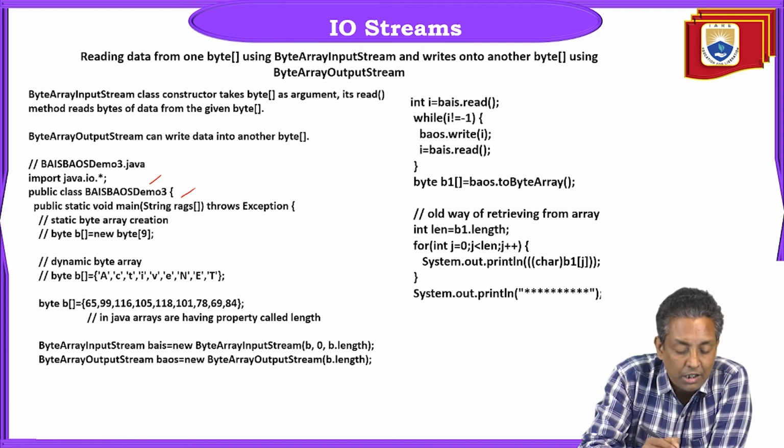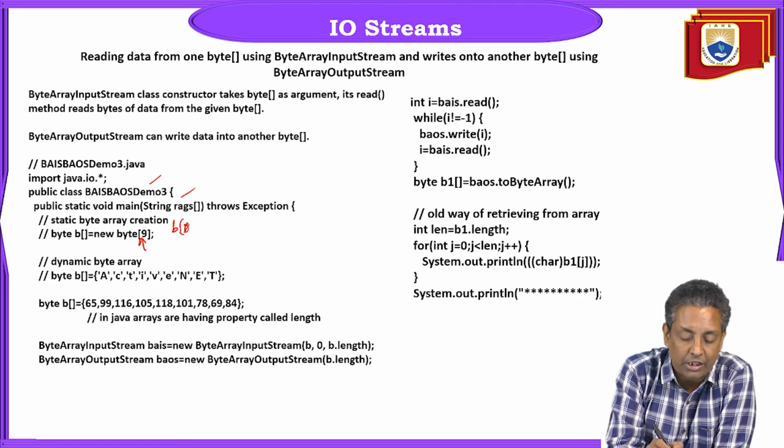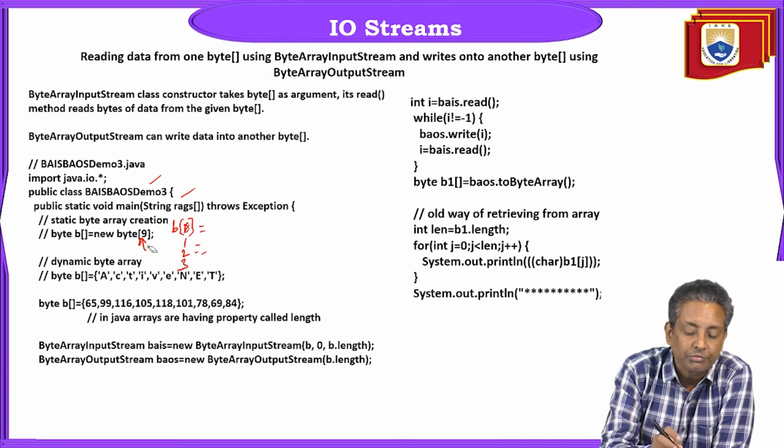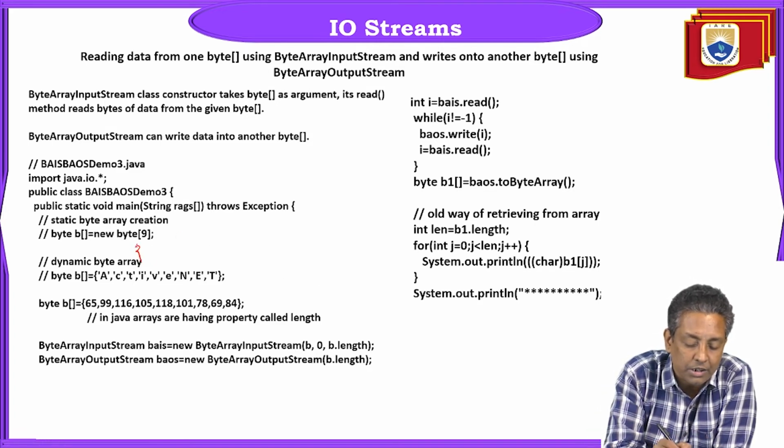Static way means you create an array and mention the size at the time of declaration itself. Later on, into each index of 0, 1, 2, 3, you assign a value. That is static array declaration. Otherwise, you make a dynamic array declaration. How? Just open curly braces.